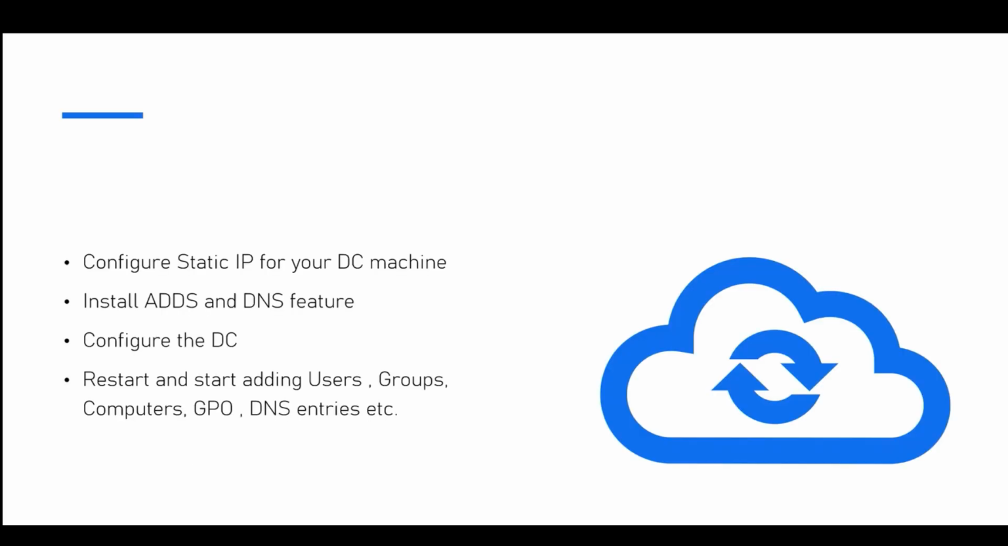All you need to do is have a machine that you want to promote as a domain controller, configure a static IP on it, and install the Active Directory Domain Services and DNS features. If DHCP is wanted, you can install that. It's your preference. If you want one machine to be Active Directory Domain Services and another machine to be DNS, that is also fine. You can mix and match or use different devices for different purposes.